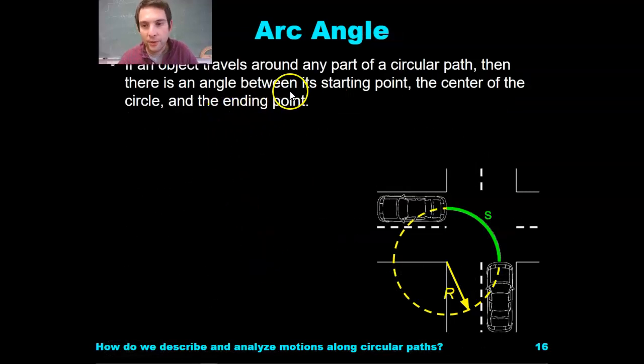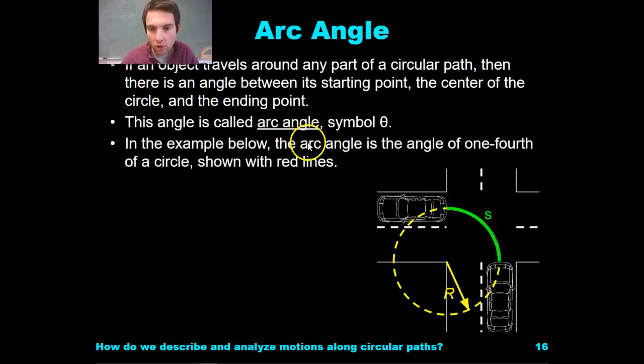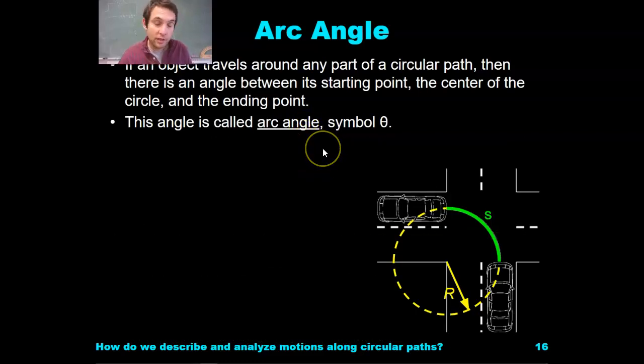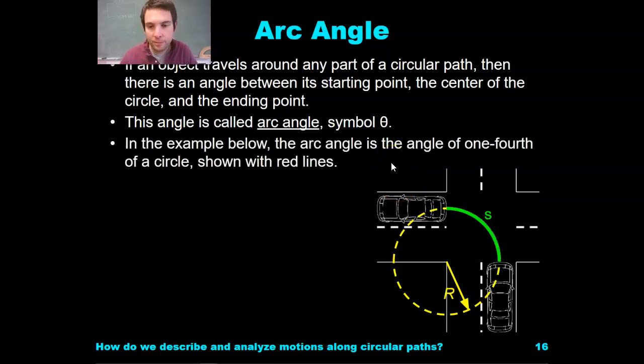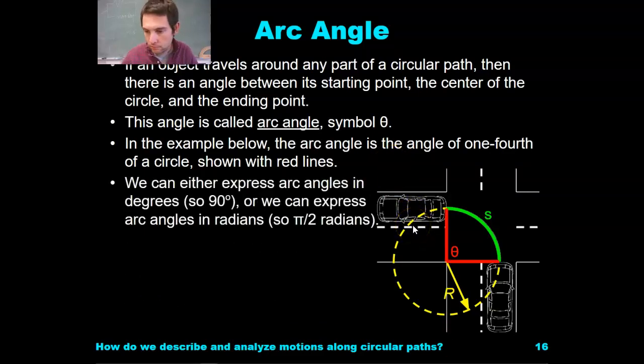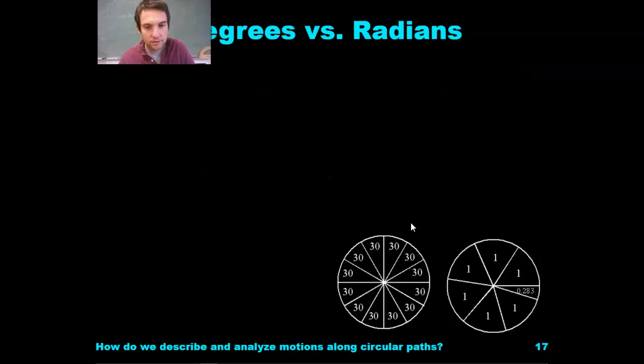If an object travels around any part of a circular path, then there is an angle between its starting point, the center of the circle, and the ending point. This angle is called the arc angle with the symbol theta. So just like we've always used theta for our angles, we're still using theta to talk about the angle that it has moved through. In the example below, the arc angle is the angle of 1/4 of a circle, shown with red lines. We can either express arc angles in degrees, like 90 degrees, or in radians, so pi over 2 radians.